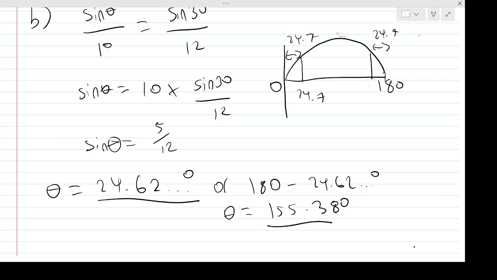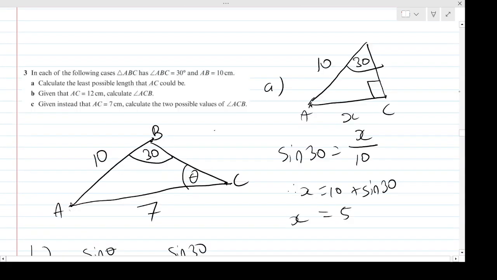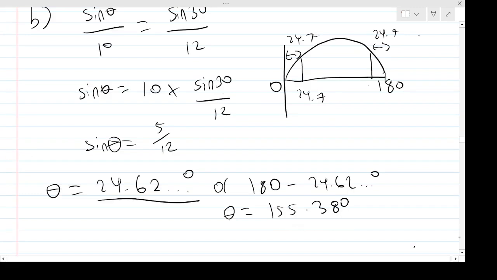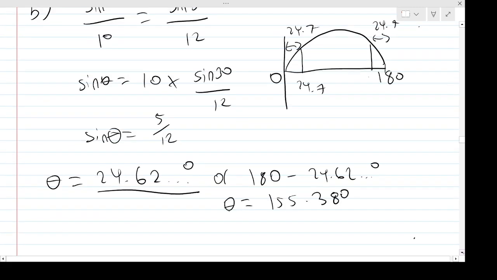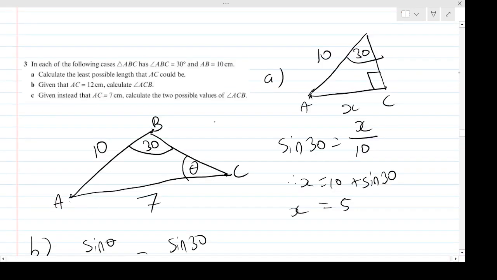But again, I need to check this one, if this one makes sense. So to do that then, let's consider our angles. We know in this triangle we had 30 and the angle theta, which is here 155.38. Let's add them and see what happens. So we have 155.38, add the angle 30. If I do that calculation, I get 185.38 degrees.